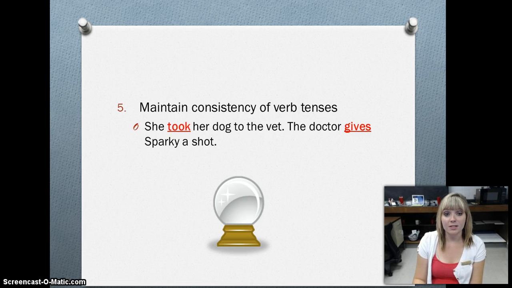The doctor gives Sparky a shot. This is a present tense verb, so we have a mix of present and past tense here, and we want to keep it consistent. So we would change the word gives to gave to make it correct. So it would read, she took her dog to the vet. The doctor gave Sparky a shot.